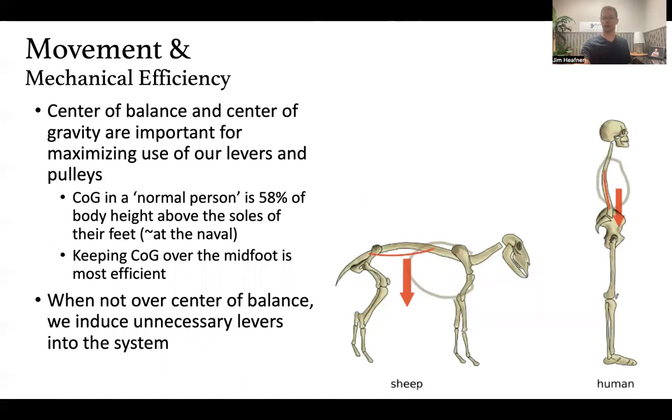Within this mechanical efficiency conversation, we need to think about where our center of balance is, and then our center of gravity or our center of mass. The center of gravity in, let's say, a normal person, whatever that means, is roughly right below the navel. So it's at 58% of your body height is where that center of mass is.